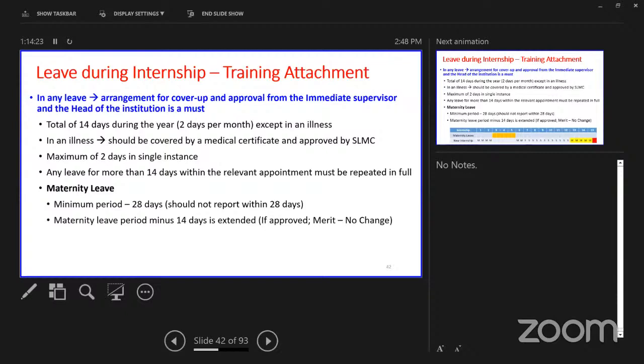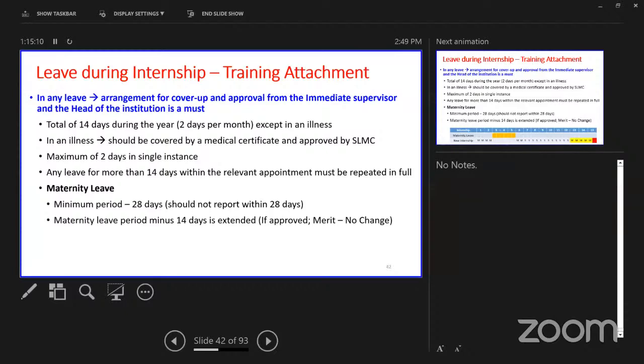An important leave is maternity leave. This is the most important thing I want to highlight for the ladies. The minimum period is 28 days. You should not report to duty before 28 days. If you become pregnant, or if you deliver a baby, you have to take at least 28 days according to the law of the country. That means you are taking leave for more than the recommended period for the internship, 14 days more than the recommended period. So the maternity leave period minus 14 days is extended.